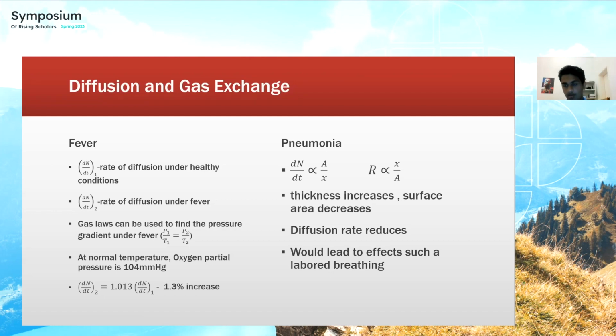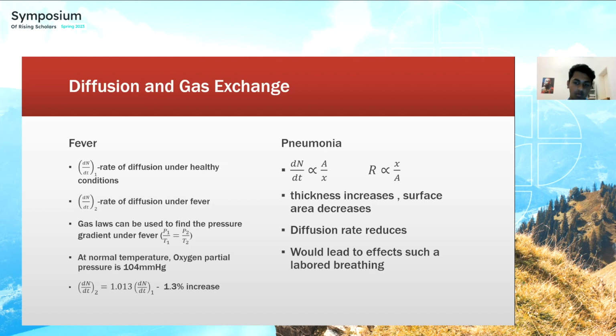But you can still determine an effect simply by manipulating the algebra of Fick's law. As you can see here, Fick's law shows that the rate of diffusion is proportional to the ratio of surface area to membrane thickness, and the diffusional resistance is inversely proportional. Now, because fluid fills up in the alveoli, the thickness effectively increases as the oxygen has to diffuse through the fluid as well, and the surface area will decrease.